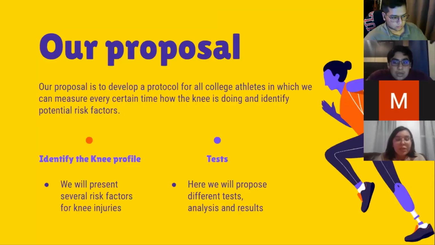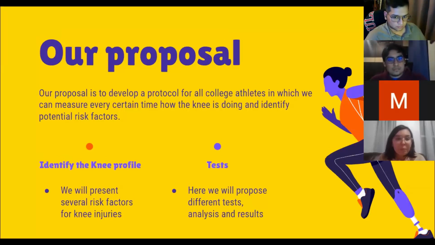Taking this into consideration, we decided to make a proposal to develop a protocol for our college athletes and athletes in general, in which we can measure every certain time how the knee is doing and identify potential risk factors, especially for the athlete, and give proper feedback about how they are doing. So first of all, our proposal is divided in two parts, which is to identify the knee profile of the subject or athlete, and then the tests depending on the knee profile that we previously identified.